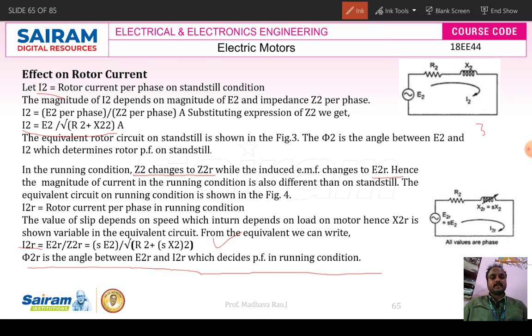Here we have figure 3 and figure 4, and we can get the equations from these. Figure 3 shows the standstill condition, and figure 4 shows the running condition. From these figures we can get the currents I2 and I2R by applying the KVL method, which I have already explained.